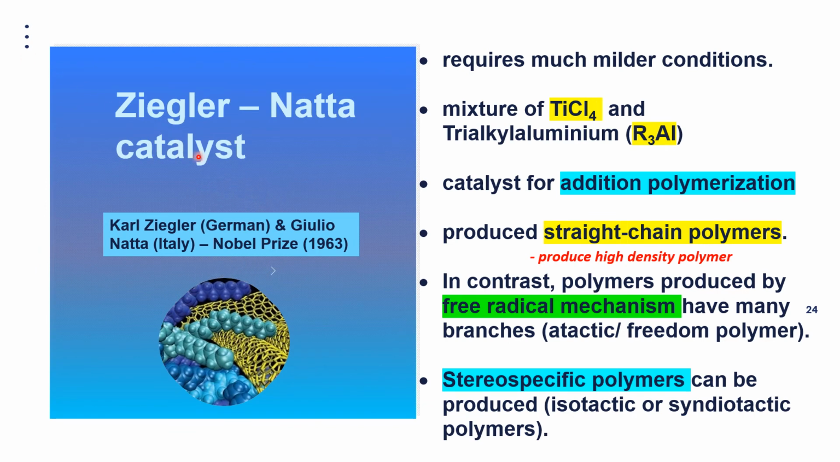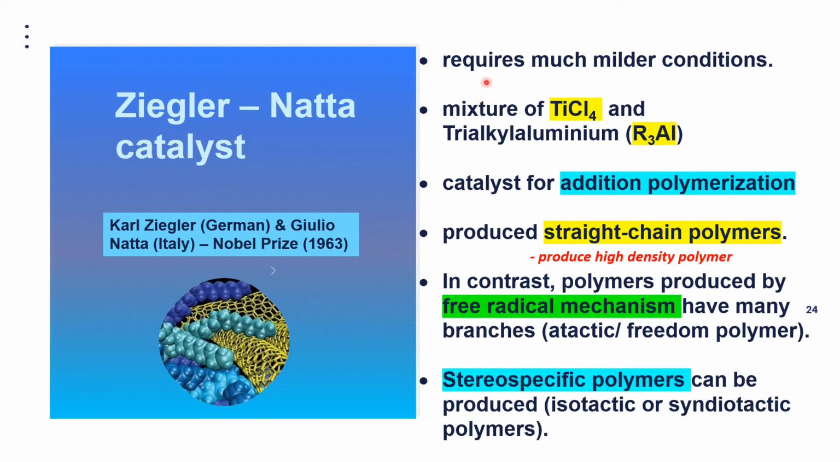Okay, so the Ziegler-Natta catalyst. The catalyst is named after the scientists Carl Ziegler from Germany and Giulio Natta from Italy, and they won the Nobel Prize in 1963 for the discovery of the catalyst. This catalyst is used in addition polymerization.